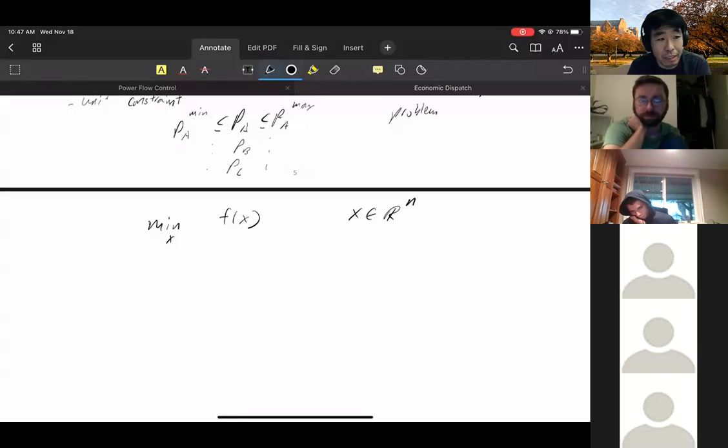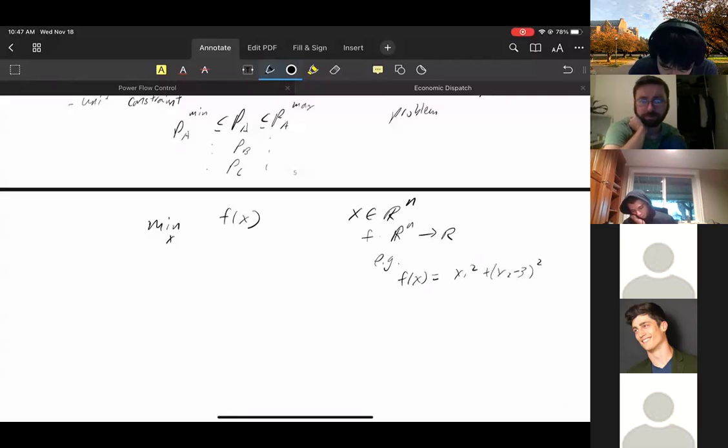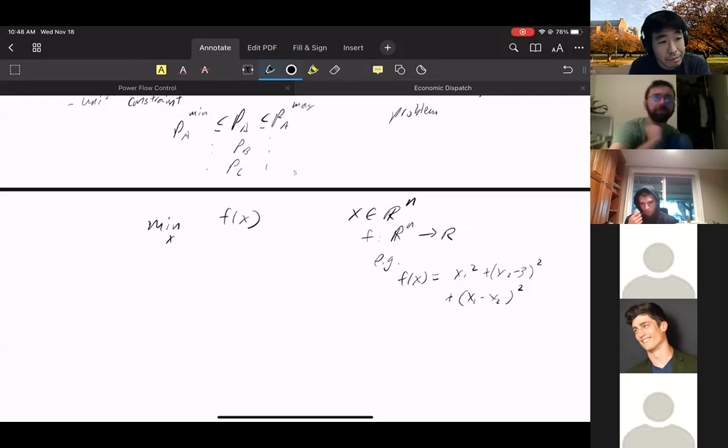There's no equality constraint, no inequality constraint. I'm just giving you a function that maps from R^n to R. If you like, you can think of this example: x1 squared plus (x2 minus 3) squared plus x1 times x2, something like this. How do you solve this kind of problem? You should have seen this in basic calculus, at least.